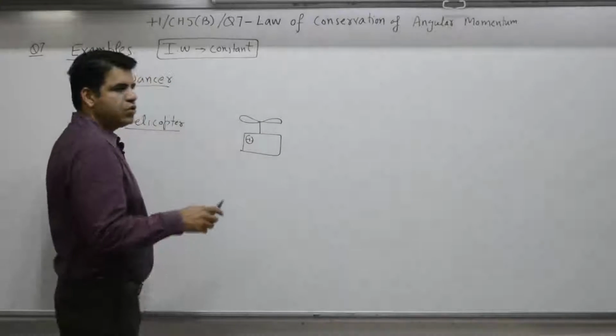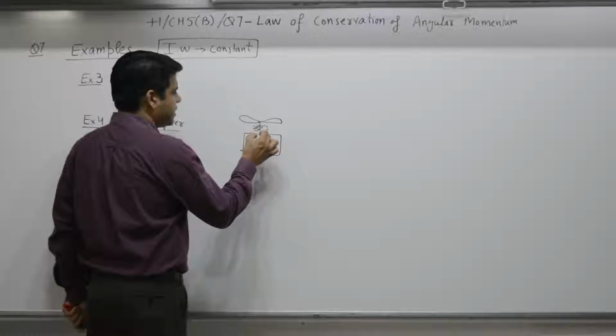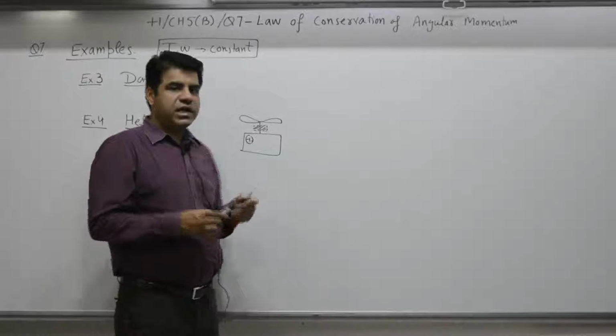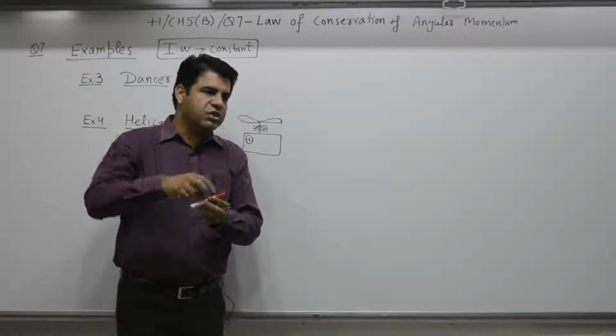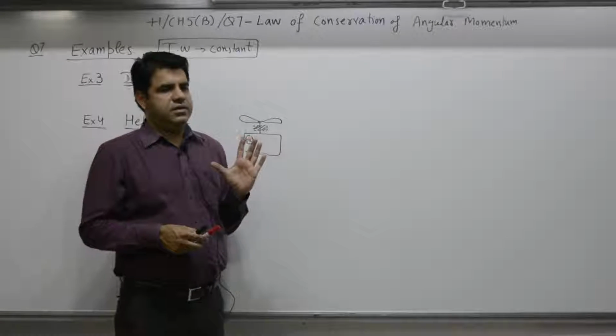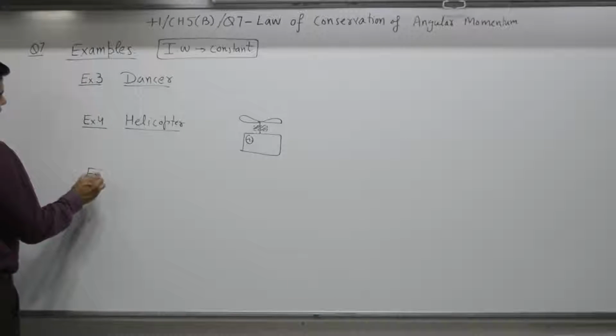That is why either you need to have another propeller or you need to have another mass here. If the blades rotate clockwise, this mass will rotate anticlockwise, so that angular momentum remains constant and there is no rotational motion of the cabin. So this is the helicopter.